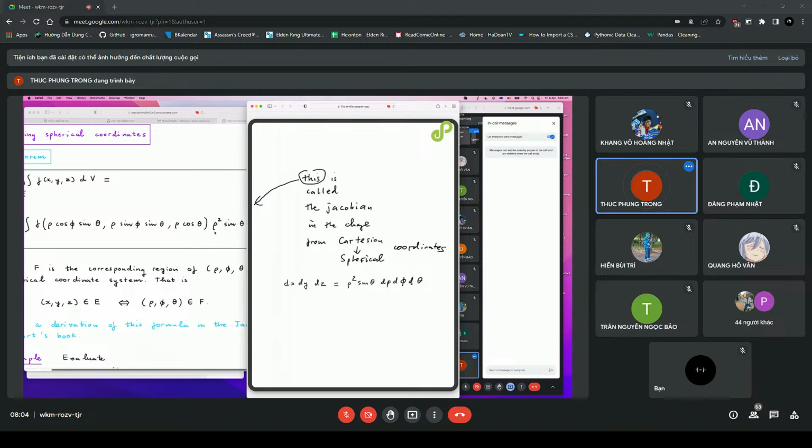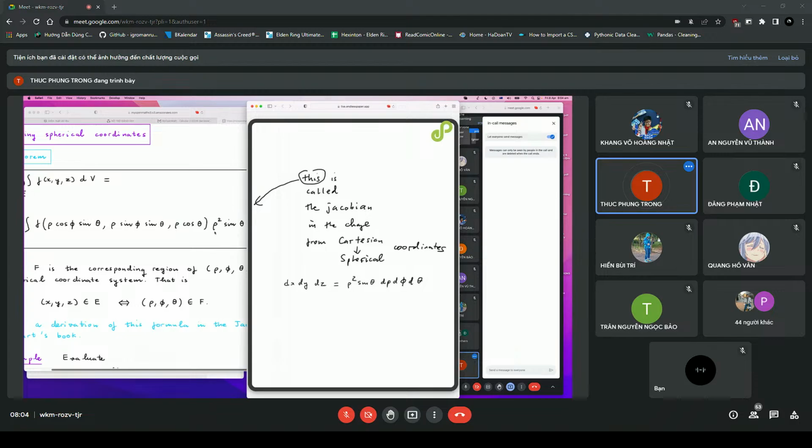So I also have an example right here. Let me go through this example. We need to integrate the function z over a solid E. The solid E we have is anything inside the hemisphere of radius 3, right? Only a hemisphere, as you see right here.